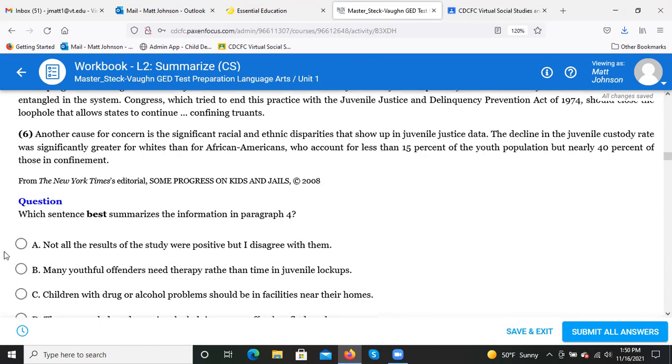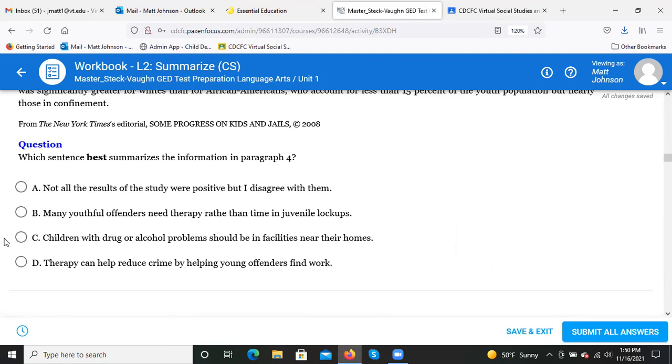Number 4, which sentence best summarizes the information in paragraph 4? So not all the results of the study were positive. Many youthful offenders need therapy. Children with drug or alcohol problems should be in facilities near their homes. Or D, therapy can help reduce crime by helping young offenders find work.